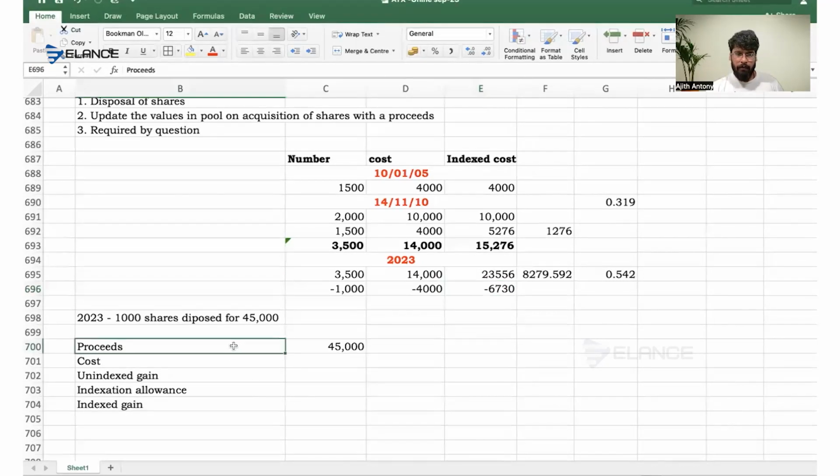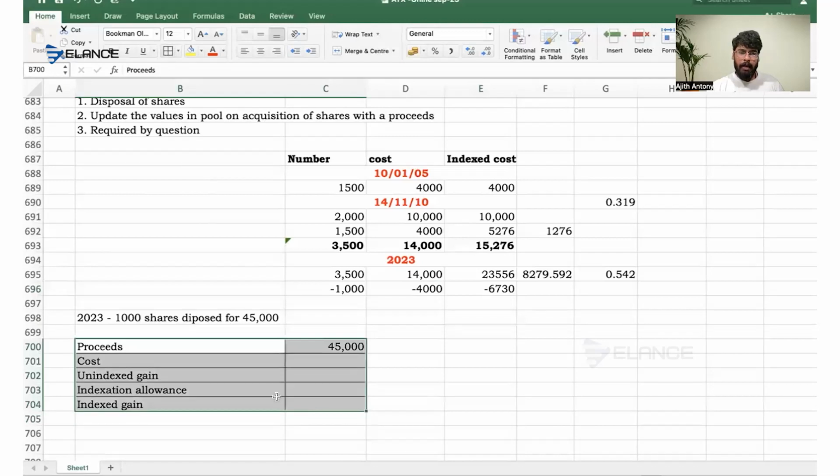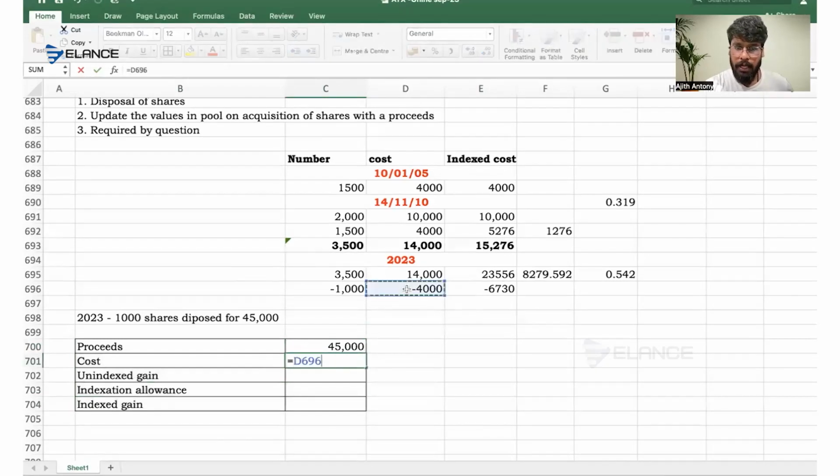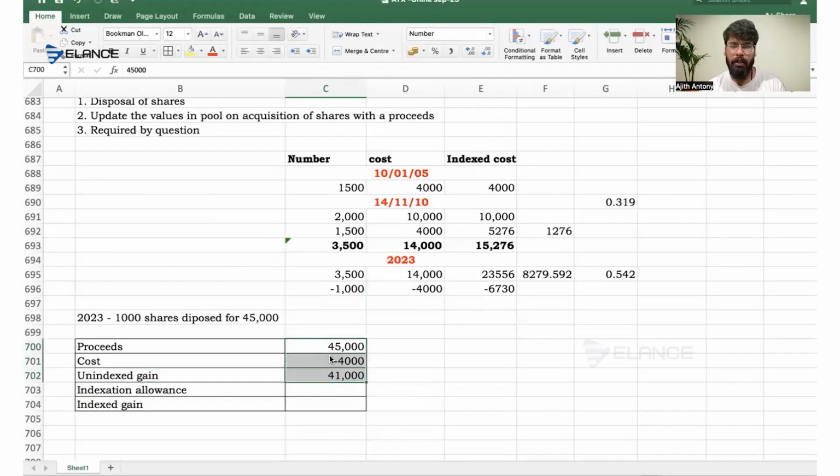അപ്പൊ ഇനി നമുക്ക് ഈ സാധനം ഫില്ല് ചെയ്യാലോ. നമ്മള് 1000 ഷെയർ വിറ്റപ്പോ കിട്ടിയ പ്രൊസീഡ്സ് ആണ് 45,000. 1000 ഷെയറിന്റെ കോസ്റ്റ് നമുക്കറിയാം. 1000 ഷെയറിന്റെ കോസ്റ്റ് ആണ് 4,000. അപ്പൊ അൺഇൻഡെക്സ്ഡ് ഗെയിൻ ആണ് 41,000. ഓക്കെ, അൺഇൻഡെക്സ്ഡ് ഗെയിൻ 41,000.